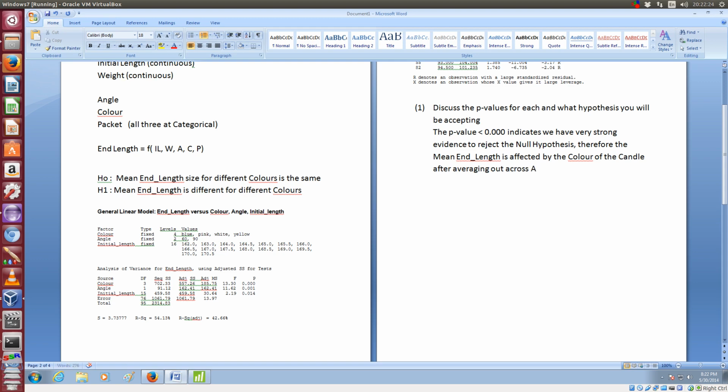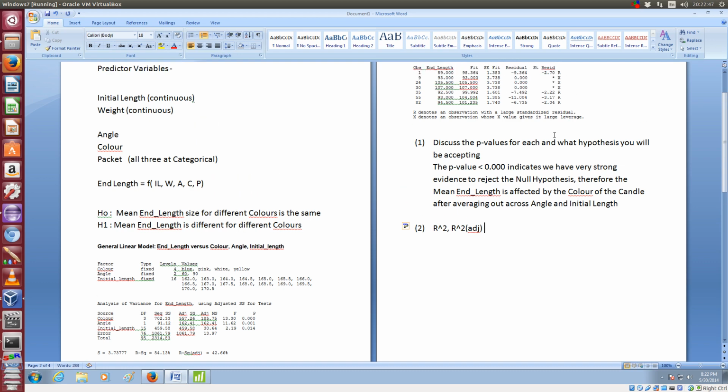So the other two variables we're looking at are angle and initial length. So you would obviously have to do the same sort of thing for each of the p-values. The next thing that you need to discuss is the R squared and the R squared adjusted. This should be a fairly familiar recipe for those that have been working with regression models and those that have been working with two-way ANOVAs.